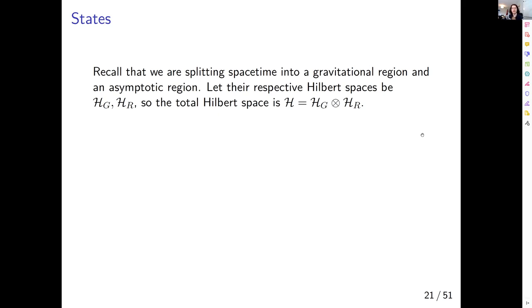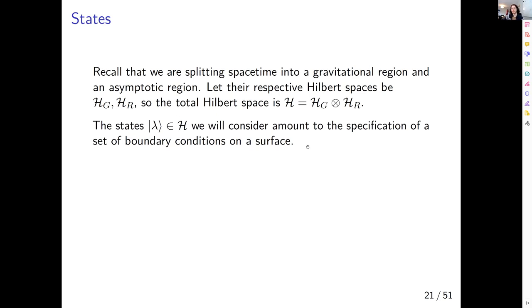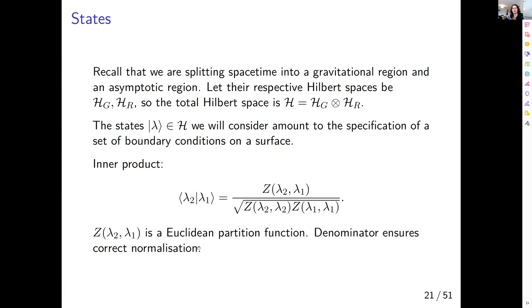So then states in our theory, which I'll label lambda, essentially amount to the specification of some boundary conditions on a space-like surface. And we can compute the inner product of two states in terms of partition functions using this formula. The denominator is here because I'm going to assume that these states are normalized, so this formula is normalized in the right way. At this stage, I'm going to restrict to Euclidean partition functions just because it makes everything easier to talk about. But at the end of the whole thing, I'm going to Wick rotate to Lorentzian spacetime.